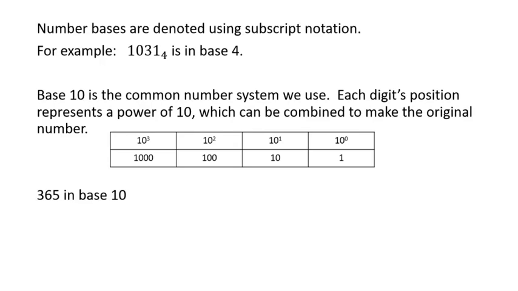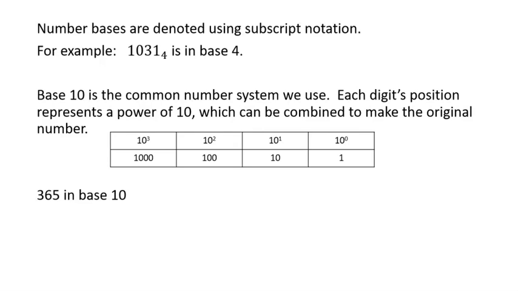Now number bases are denoted using subscript notation. So for example, 1031 with a little 4 is 1031 and it's in base 4. Now as I mentioned before, base 10 is a common number system we use every single day. Each digit's position represents a power of 10, which can then be combined to make the original number. So if we think about it, 10 to the power of 0 is 1, 10 to the 1 is 10, 10 to the 2 is 100, 10 to the power of 3 is 1000.